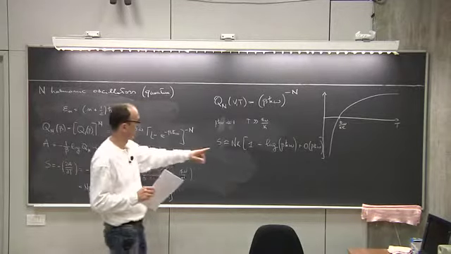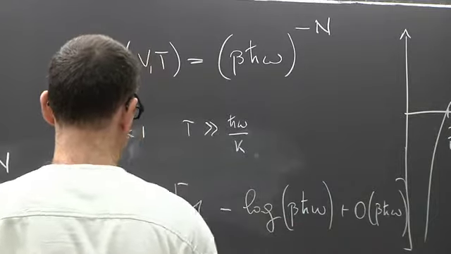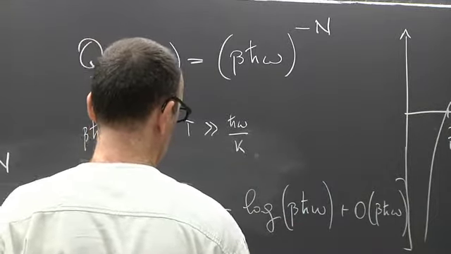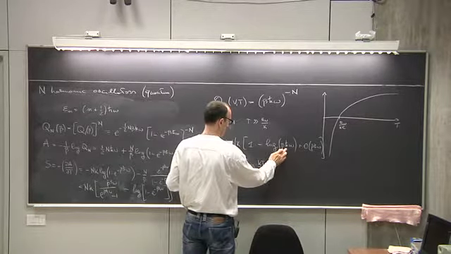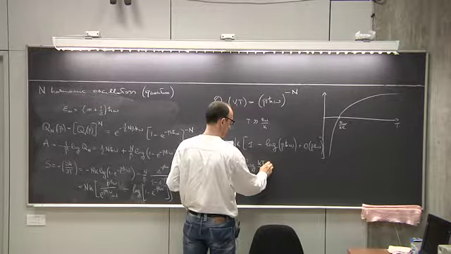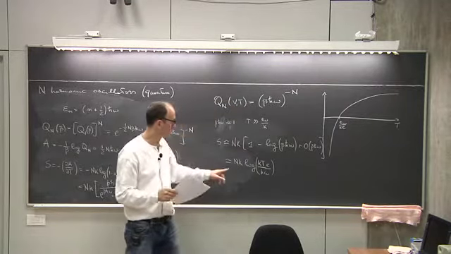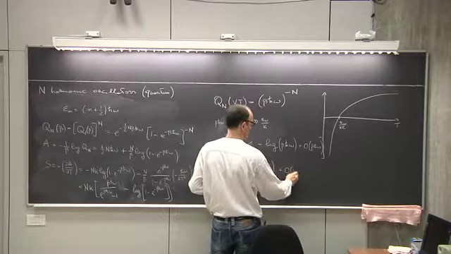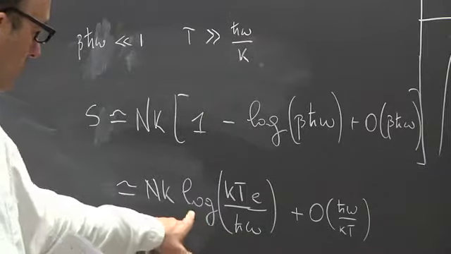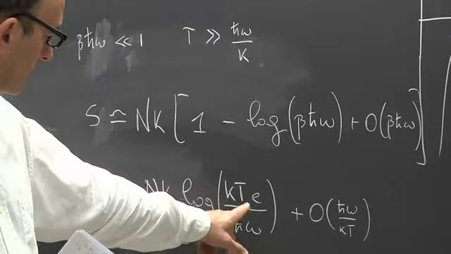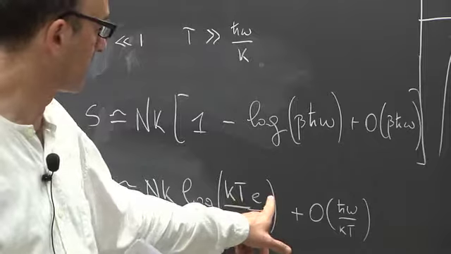You can write it as nk times the log of kT divided by h bar omega times E. So you see this is precisely the entropy which we have derived before, which becomes negative when the temperature is less than h bar omega divided by k times E.